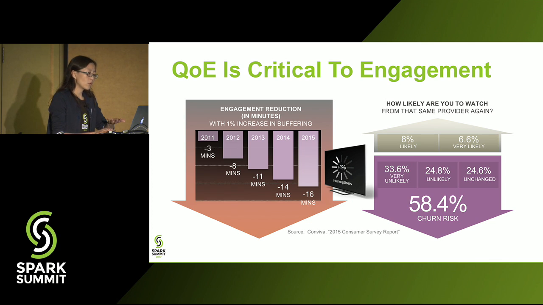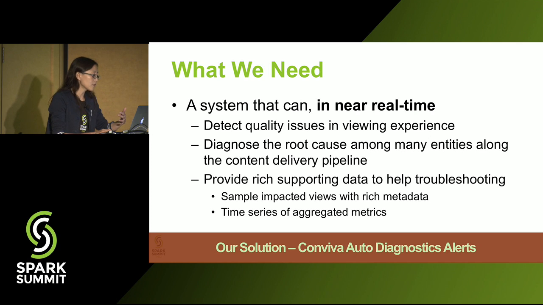Then what can we do? Basically, we need a system that can, in near real time, detect quality issues along the streaming pipeline. The system should be able to diagnose the root cause among all the entities along the pipeline. And we also want the system to give us more data to help us troubleshoot. For example, we may want to get the list of viewers that are impacted by the issue. We may want to see the error code received by the player, and we may want to see the time series of the metric and understand if the issue is getting worse or not.